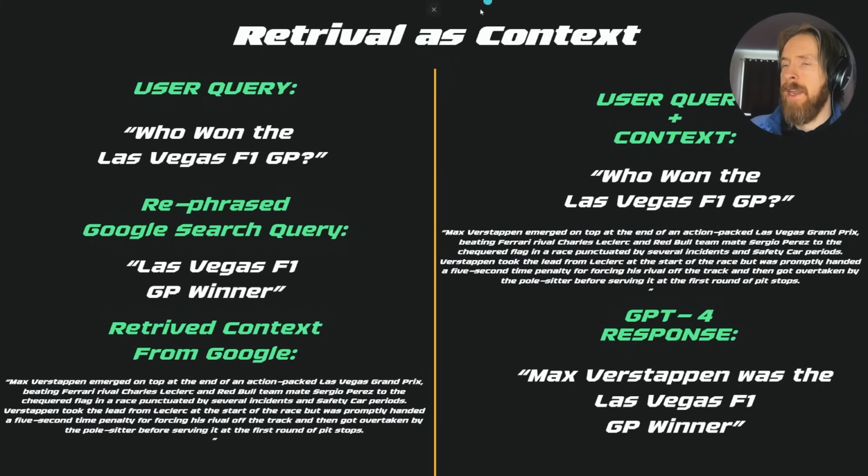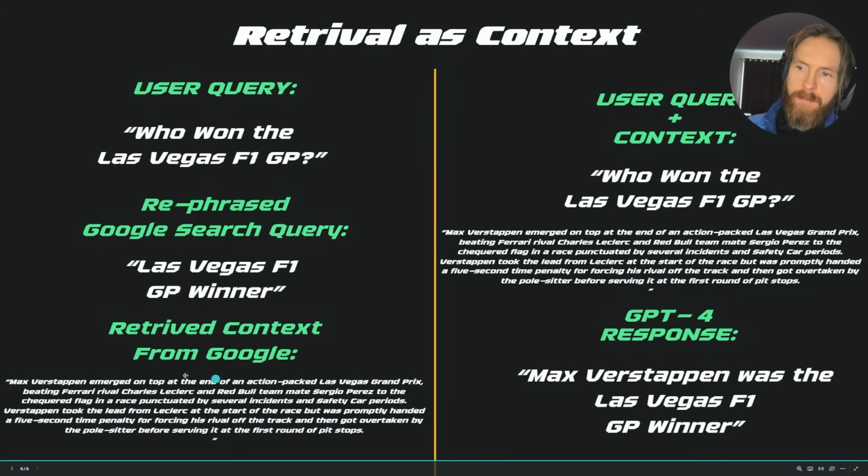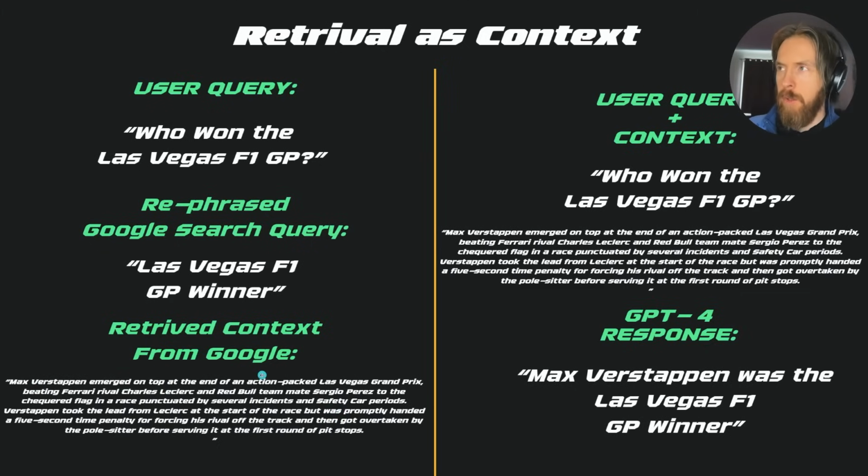So if we take a look here now, you can see we have the user query here: who won the Las Vegas F1 Grand Prix, right? And the rephrased Google search query could be something like Las Vegas F1 Grand Prix winner. And then we scrape this content from our website. So Max Verstappen emerged on top in the end. Yeah, that's good. We retrieve context from Google.